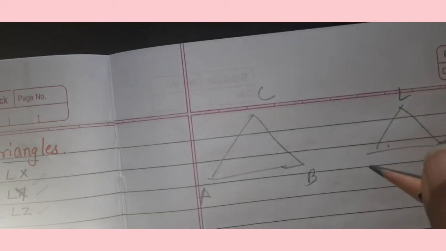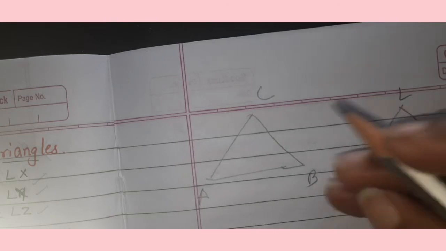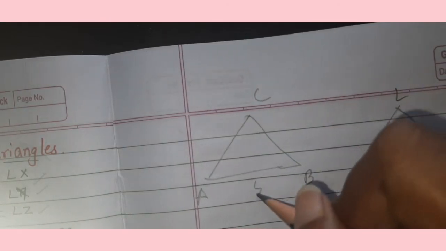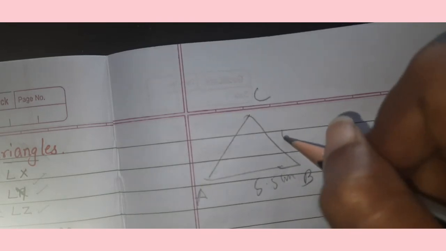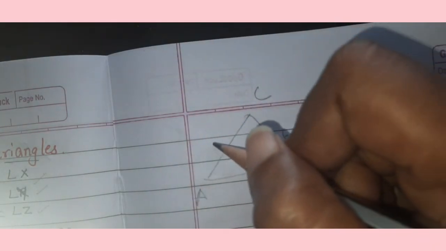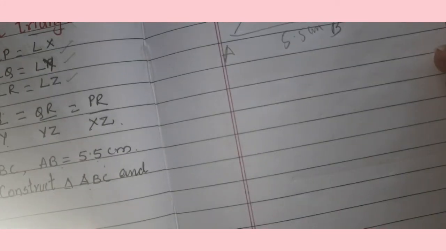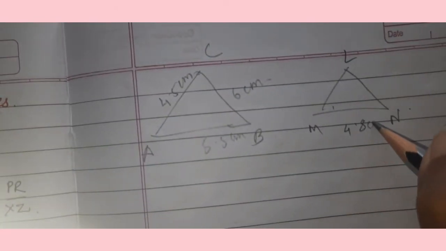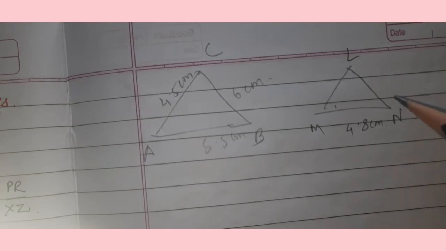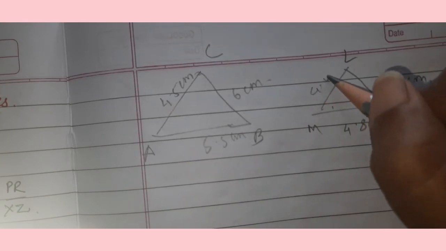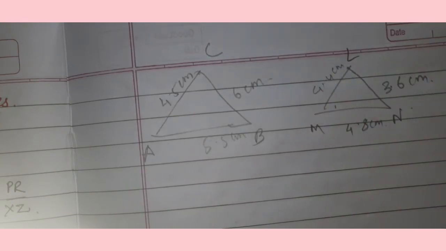And this is LMN. So here AB is given to us as 5.5 centimeter, BC is given to us as 6 centimeter, CA is given to us as 4.5 centimeter. We have calculated the lengths: MN is 4.8 centimeter, then LN is 3.6 centimeter, then LM is 4.4 centimeter, right? So on the basis of this, we are going to draw the respective triangles.